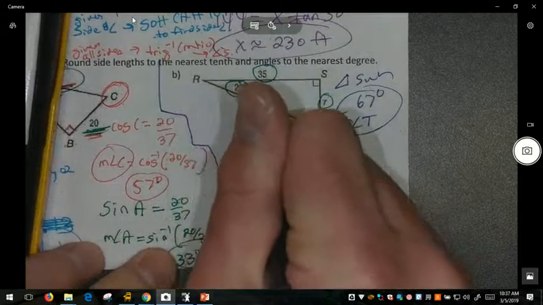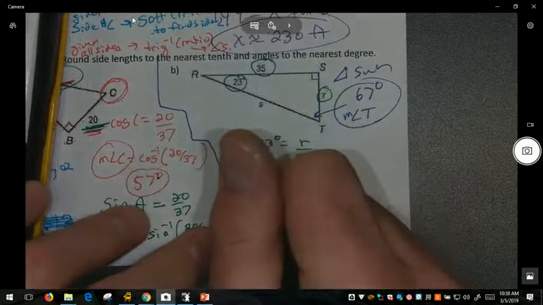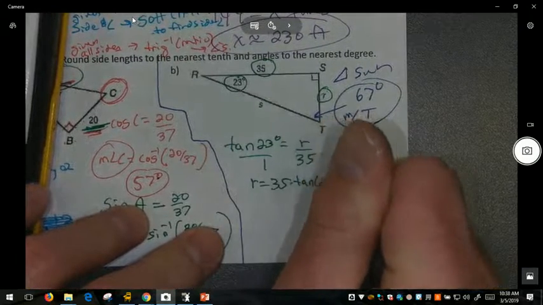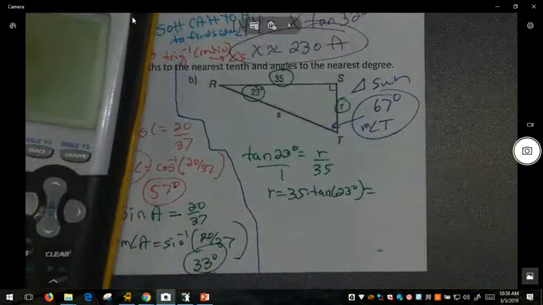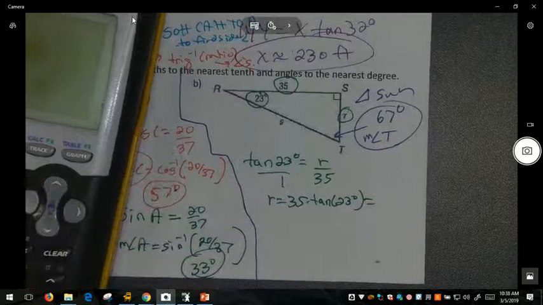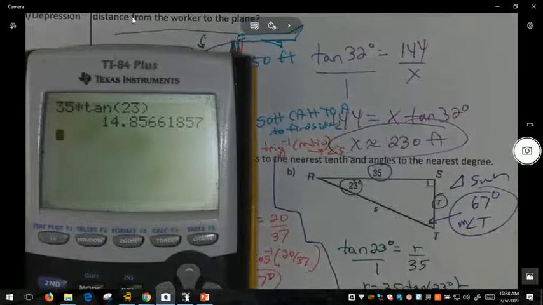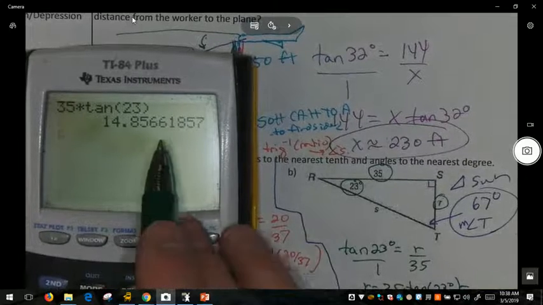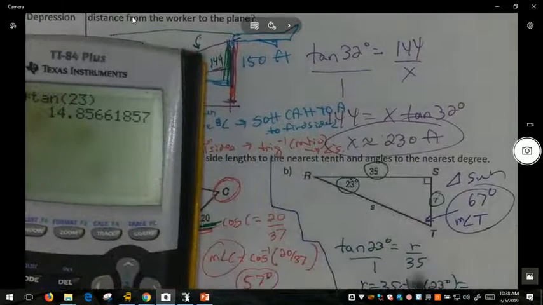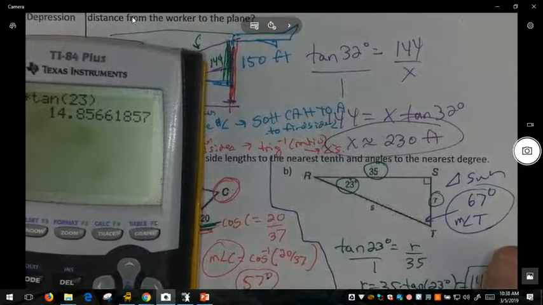So the tangent of 23 degrees is equal to R over 35. When I cross multiply, I get that 35 times the tangent of 23 degrees will equal my value for r. 35 times tangent of 23 degrees is 14.856, rounded to the nearest, oh, if it was nearest hundredth, it would be 14.86. Well, rounded to the nearest tenth would be 14.9. And that's for side ST.